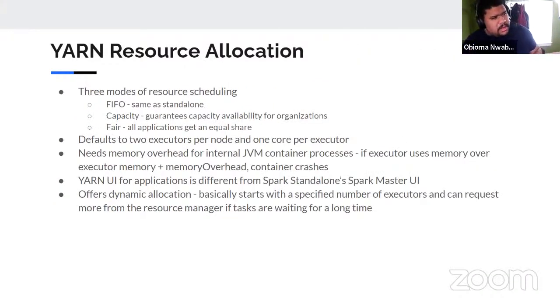And then the Yarn resource allocation details. Where Spark Standalone only had the first in, first out method of scheduling, where resources basically get reserved by the first process that gets to them, you can run Yarn in that mode as well, but also you can run it in capacity mode, where it will guarantee a certain amount of cluster capacity is available, depending on your settings. So if you have 2 or 3 organizations, you can each guarantee a share of the cluster is available for them to use. And then fair will basically redistribute as applications are added so that all applications have a roughly equal share of the resources on the cluster.